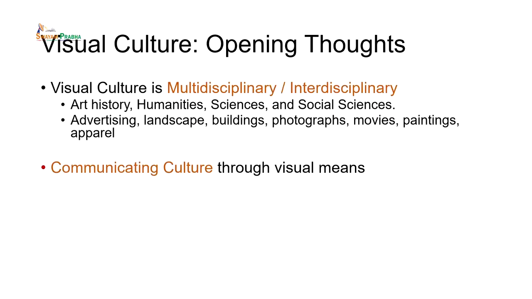The second idea we need to explore is that visual culture is also a vehicle to communicate culture. When we look at a picture, a photograph, a postcard, an image, an artwork, or an object, there is some sort of cultural exchange going on behind the scenes, either implicitly or explicitly, that communicates some form of culture. Communicating culture through visual means has been one of the fundamental functions that visual culture has been performing.